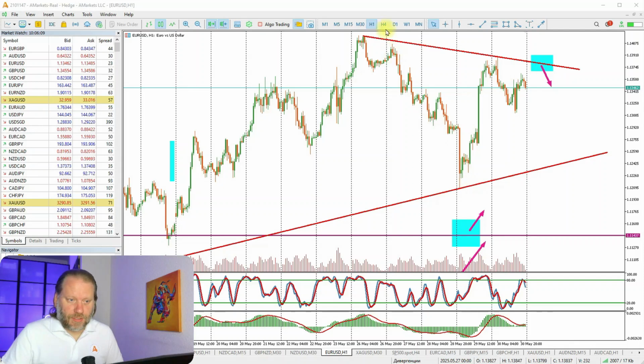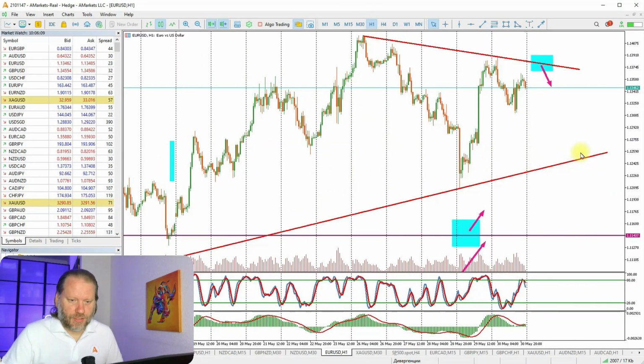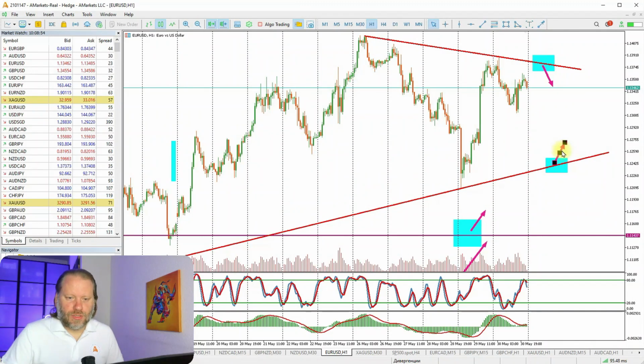There is also a support line at the bottom. Here on H4, you can see it. Here on H1, it continues. And if the price goes down and reaches the support line, there will be another reversal point. From this line, you can buy and make money on the growth of the euro dollar.